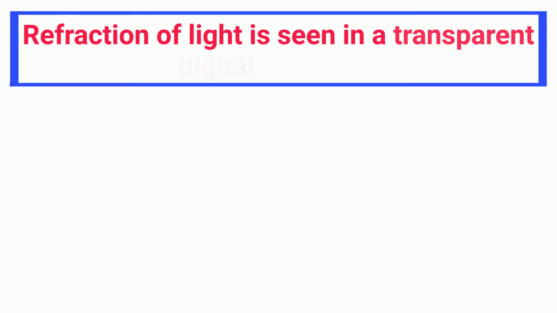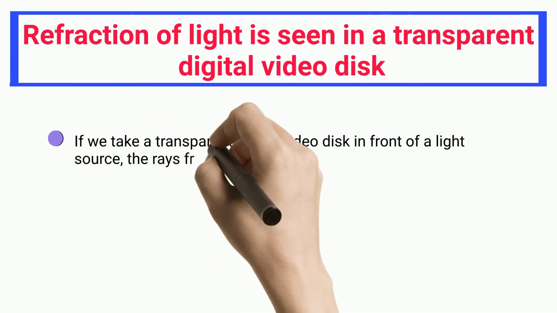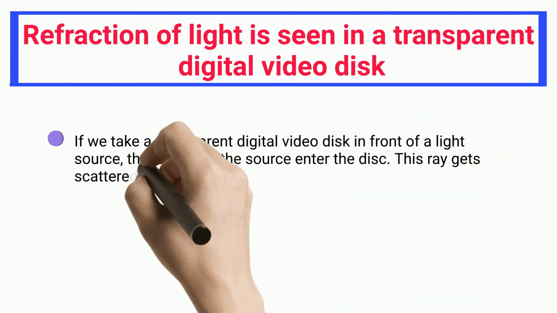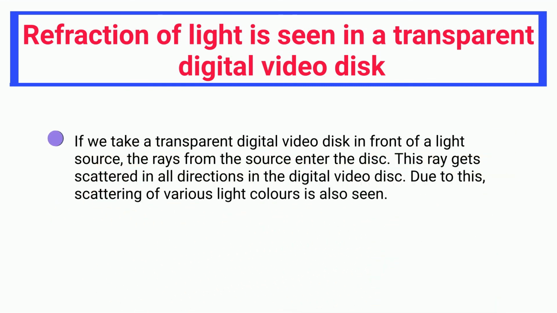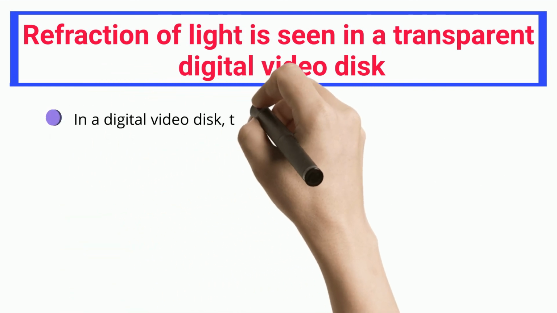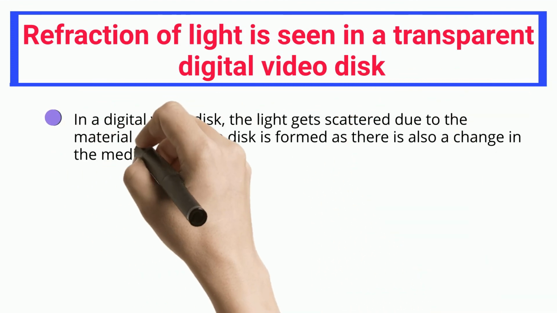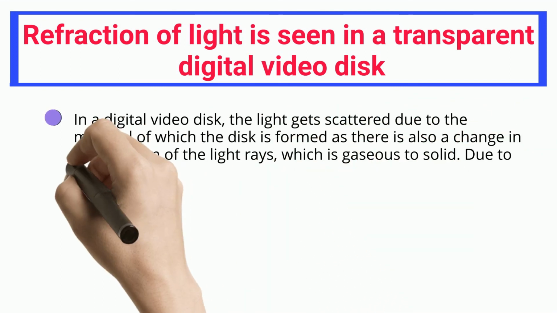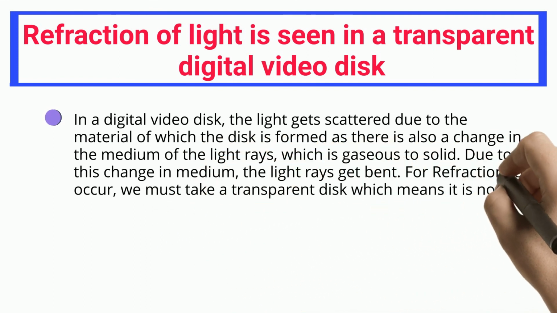Refraction of light is seen in a transparent digital video disc. If we take a transparent digital video disc in front of a light source, the rays from the source enter the disc. The rays get scattered in all directions in the digital video disc. Due to this, scattering of various light colors is also seen. In a digital video disc, the light gets scattered due to the material of which the disc is formed, as there is also a change in the medium of the light rays, which is gaseous to solid. Due to this change in medium, the light rays get bent.